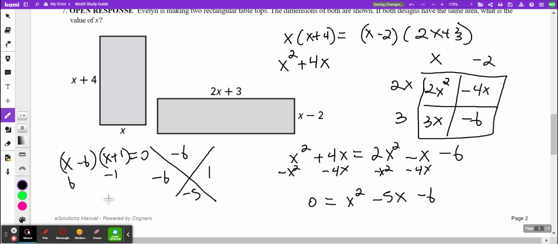Can we have negative answers in distances? No. So the answer is going to be 6. 6 units is x. All right, we have 4 more. Let's see if we can bust through it.